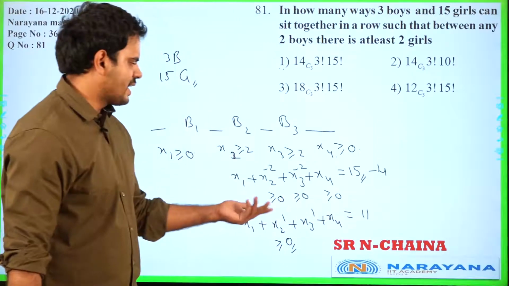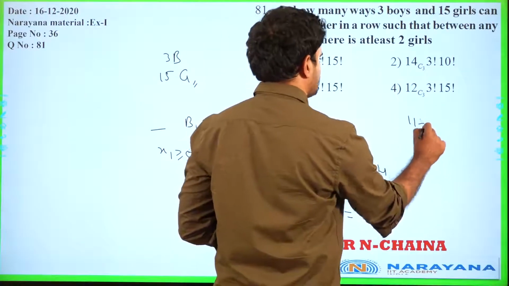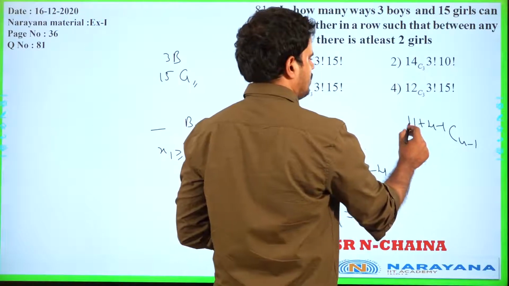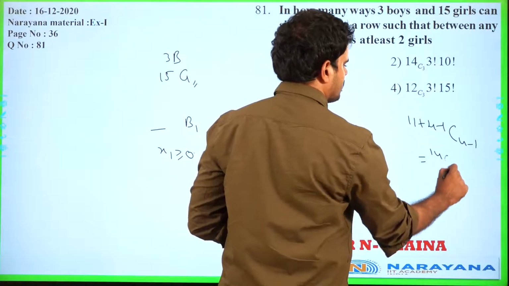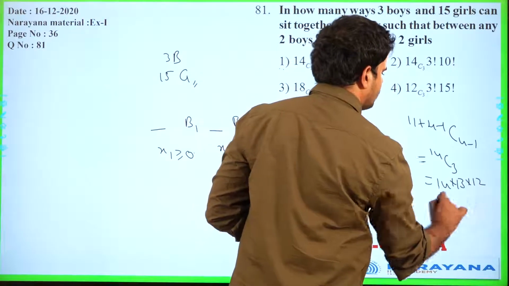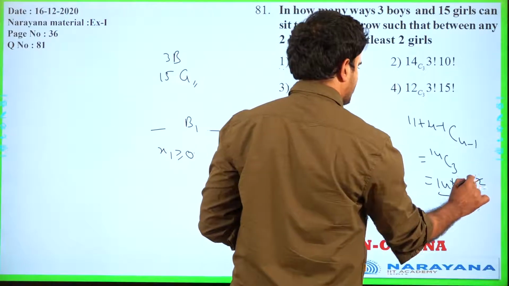Now this is direct formula. So what is the answer becomes people? It becomes 11 plus 4 minus 1 C 4 minus 1. So how much it becomes people? 14 C3. So what do you get? 14 into 13 into 12 by 3 into 2. So you can write this one as what people? 2.